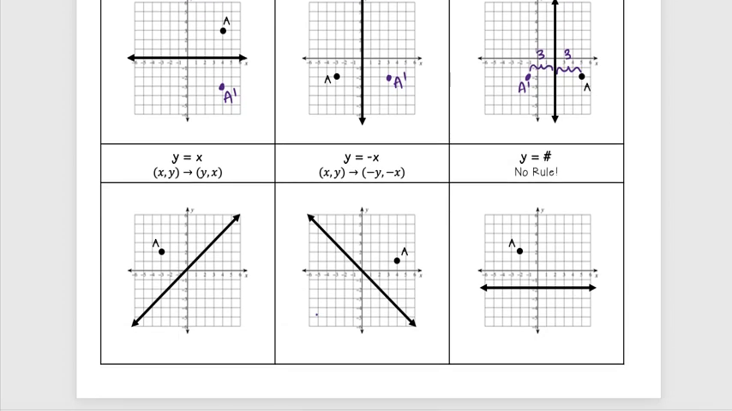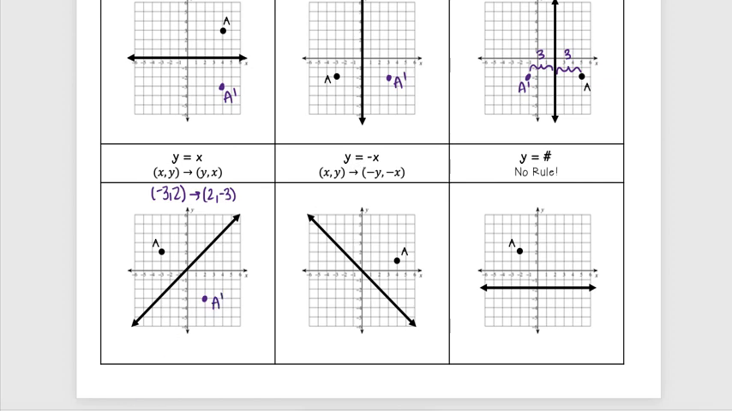Then we can also reflect across the line y equals x, and to do that I'm just going to take my coordinates and flop them around. So here I have the coordinate (negative 3, 2). When I reflect across the line y equals x, I'm going to switch my x and y coordinates. So now 2 is going to be first, and negative 3 is going to be second. And when I plot that, I see that is right there.